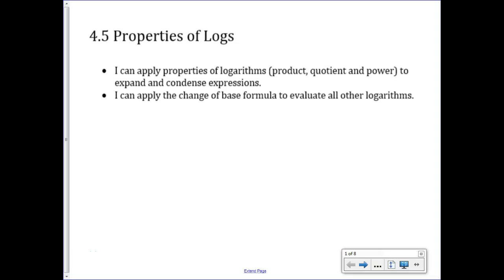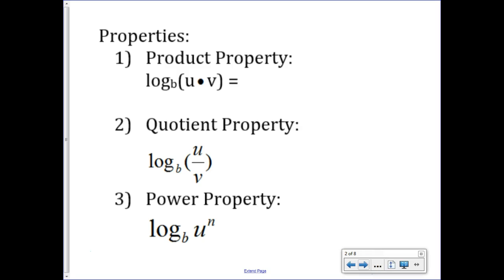Hey guys, today we're looking at properties of logs and how we can use those properties to help us simplify some of our logarithmic expressions. So here are a few of our properties that we will use. The product property tells us that if we have log of u times v base b, we can separate out those two things and we end up with log of u base b plus log of v base b.